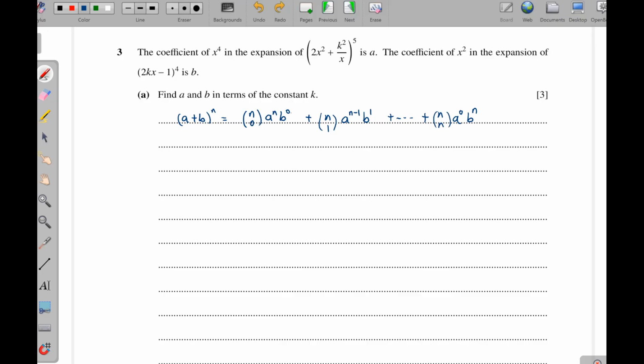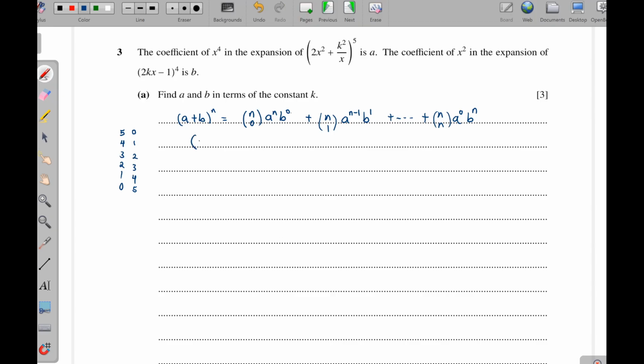Now, what happens is that for the first term here, the power begins with 5, then 4, 3, 2, 1, 0. Then the second one, k squared over x, begins from the power of 0, then 1, 2, 3, 4, and then 5. When you look at the sum of all of these powers, they give us this 5 that is given here. You see that? Now, here they are referring to the term in x power 4. So the coefficient of x power 4 in this expansion is a. I'm not going to expand each and everything here. I'm just going to pick out the term in x power 4.